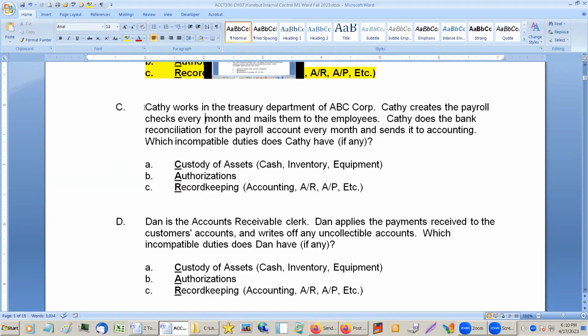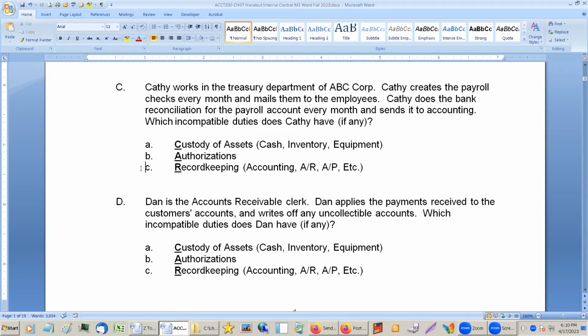Kathy works in the Treasury Department. She creates payroll checks every month and mails them to the employees. Kathy does a bank reconciliation for the payroll account every month and sends it to accounting. Which incompatible duties does Kathy have?